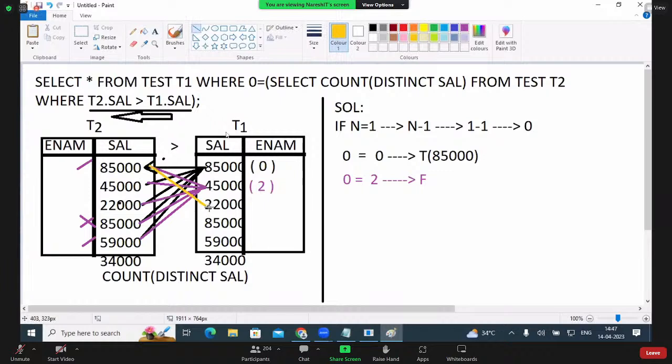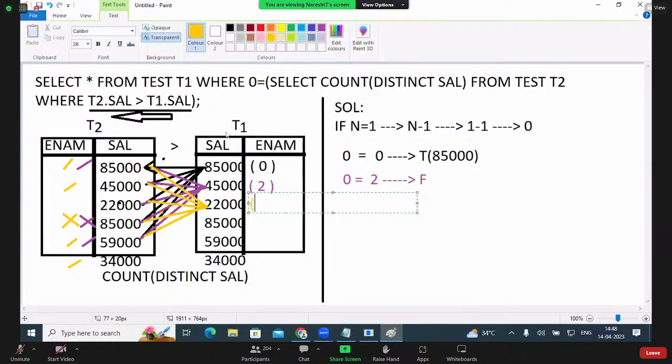22,000. 22,000 above. How many values are there? 85, 45, 85, 59, 34. Out of 5, 1 duplicate, eliminate. Just eliminate. Remaining 4. The remaining 4 is called a count. Count of your 4 is the count.